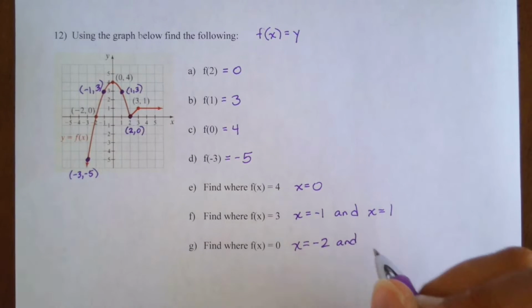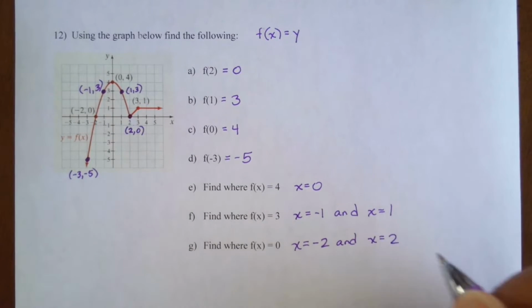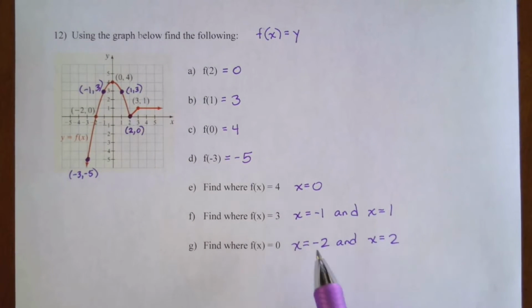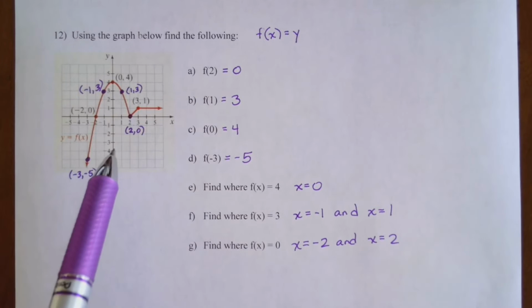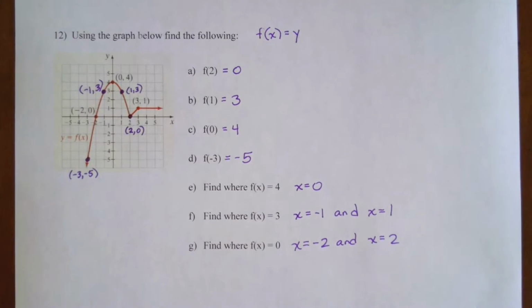Now, it just so happens that on these 2 it's positive and negative of that same value. That's not always true, okay? So you could get an answer like -2 and 7. So it's not always going to be the positive and negative. It just so happens that's what this graph is showing, but that's not always the case. So that's not a pattern, so be careful with that.